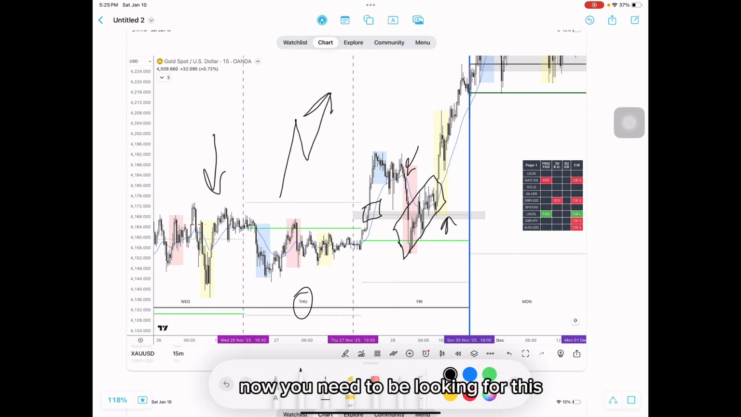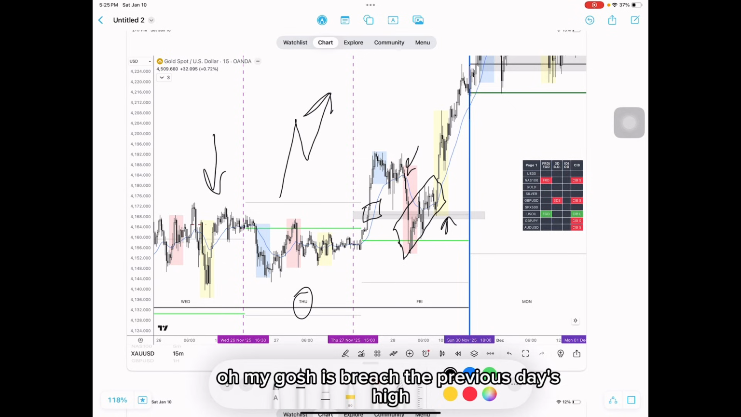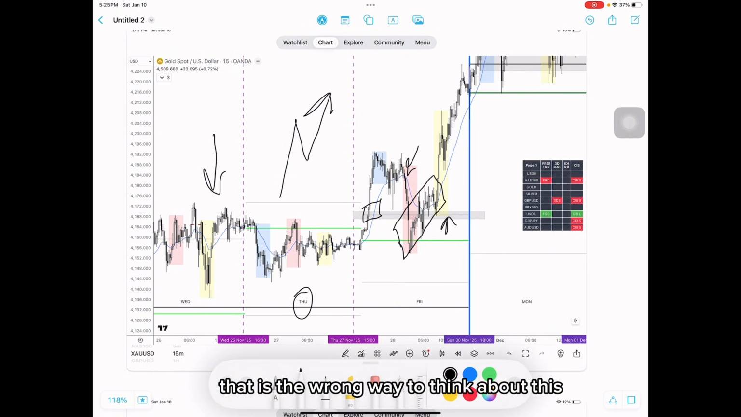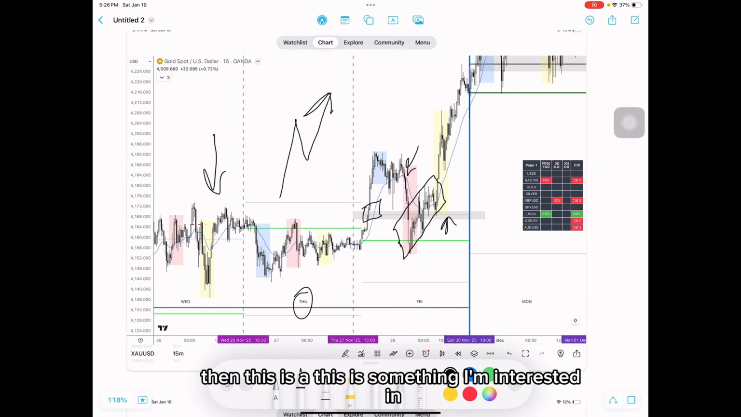Now, you need to be looking for this. You are hunting this setup. You're not coming to the chart saying, oh my gosh, it's breached the previous day's high. What is it going to do? I don't know if it's going to reverse or it's going to trend. That is the wrong way to think about this. You need to trade your setups. So if my setup is buy setups, then this is something I'm interested in, right? Because it has breached the previous day's high, okay?